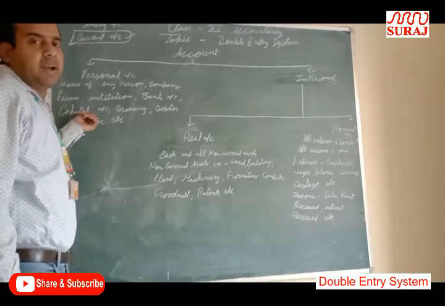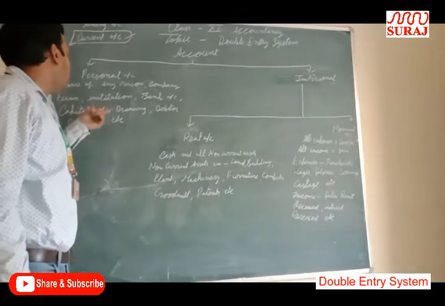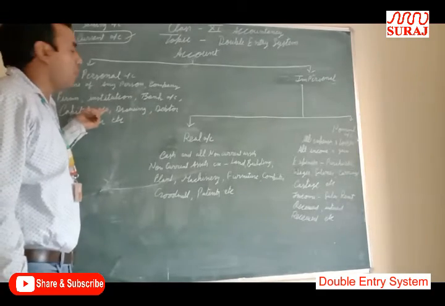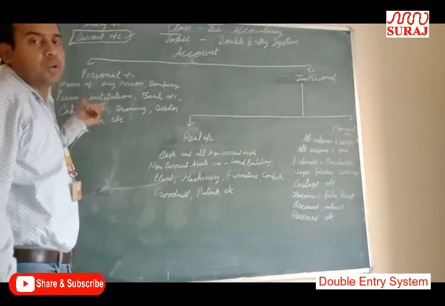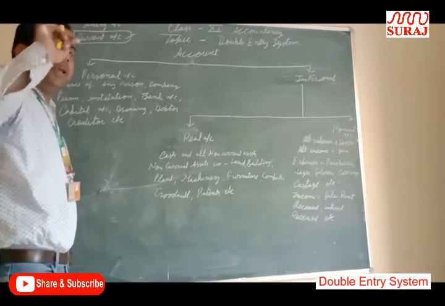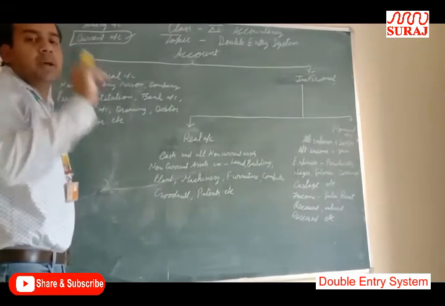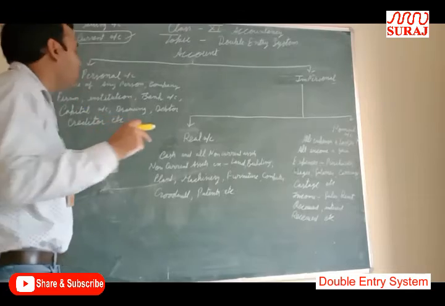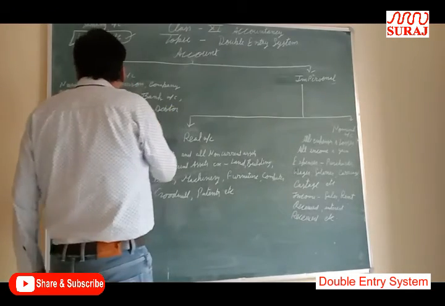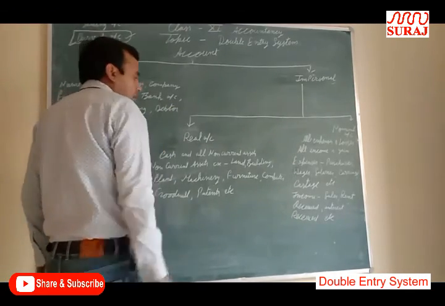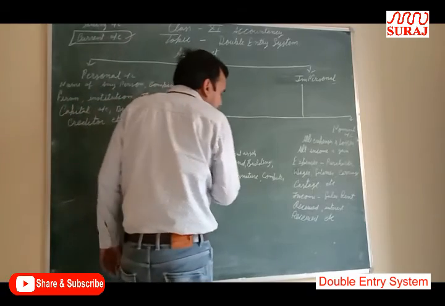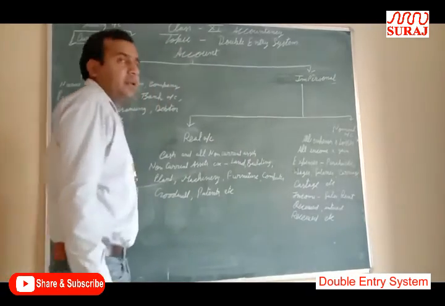Capital is money invested by the owner in the business. The name of the owner is never used. For the owner we use capital and drawing. If we invest money then we use capital, and if we withdraw money then we use drawing. Debtor, creditor, etc.